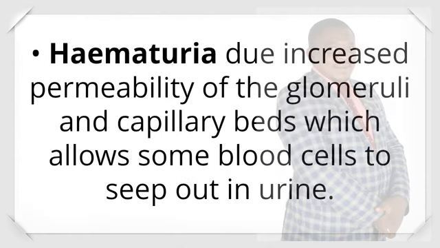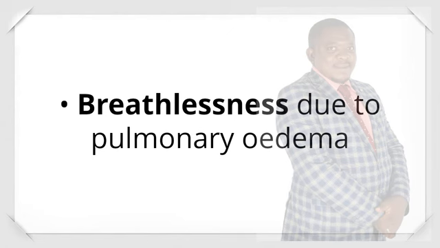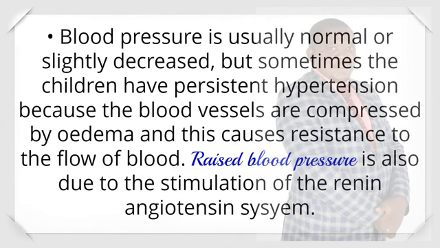Hematuria due to increased permeability of the glomeruli and capillary beds, which allows some blood cells to seep out in urine. Breathlessness due to pulmonary edema. Blood pressure is usually normal or slightly decreased, but sometimes the children have persistent hypertension because the blood vessels are compressed by edema, and this causes resistance to the flow of blood.